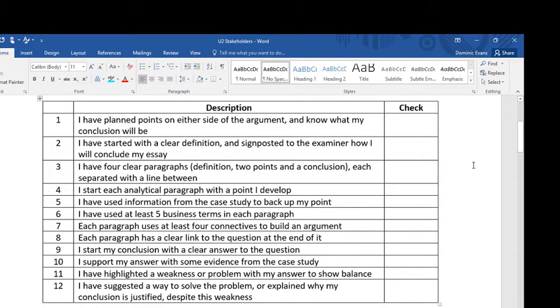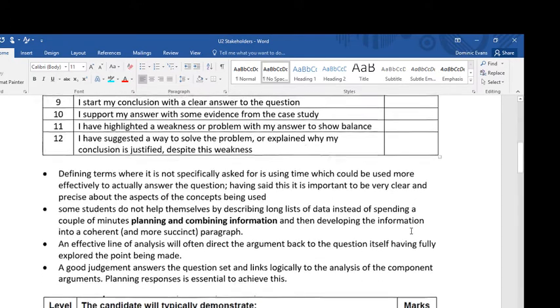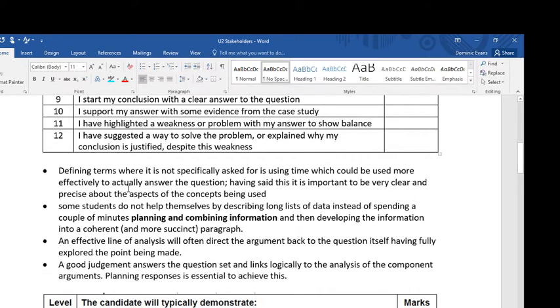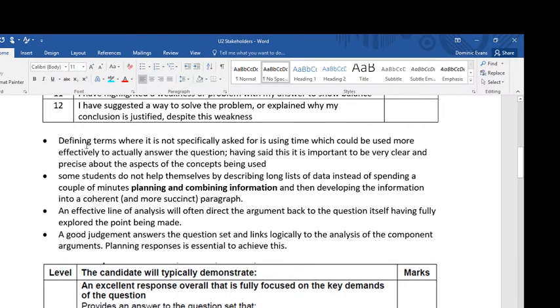Here is a descriptor that I've put together of some of the things that I think are key components of a really good answer, and when I've had a look at the previous answers that AQA have said have got top marks, these are the kind of things that are characteristic of those answers. I've also picked out some points from the examiner's report in 2017.